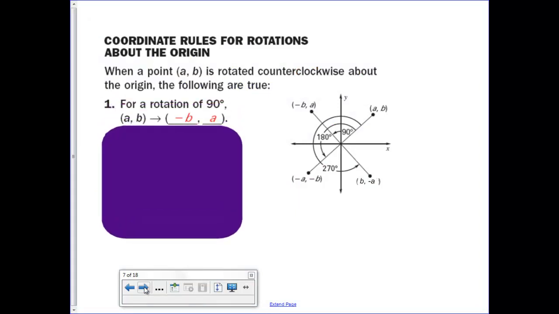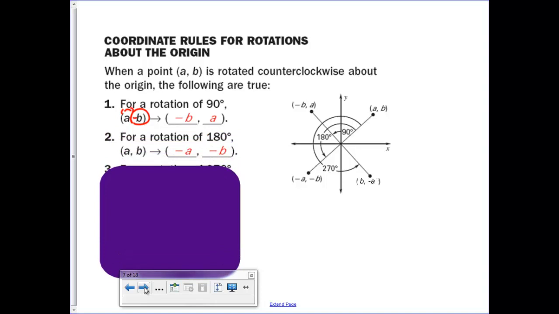For a 90-degree rotation, this is the rule. The (a, b) turns into (negative b, a). So it's a matter of checking what happened from the first step to the second step. How did they get negative b, a? They changed the order and they changed the sign on this b value. So I don't know how you want to make note of this, but for the b, we change the sign first, and then the order of those two flip-flops, okay?